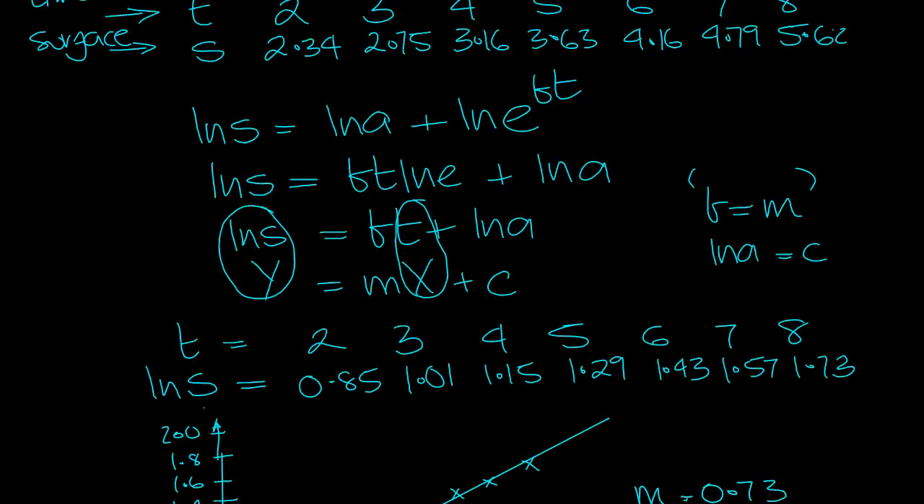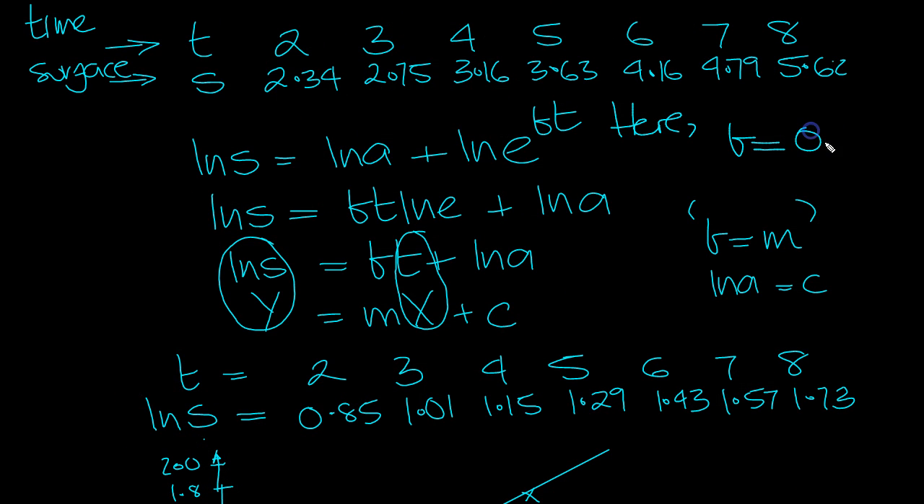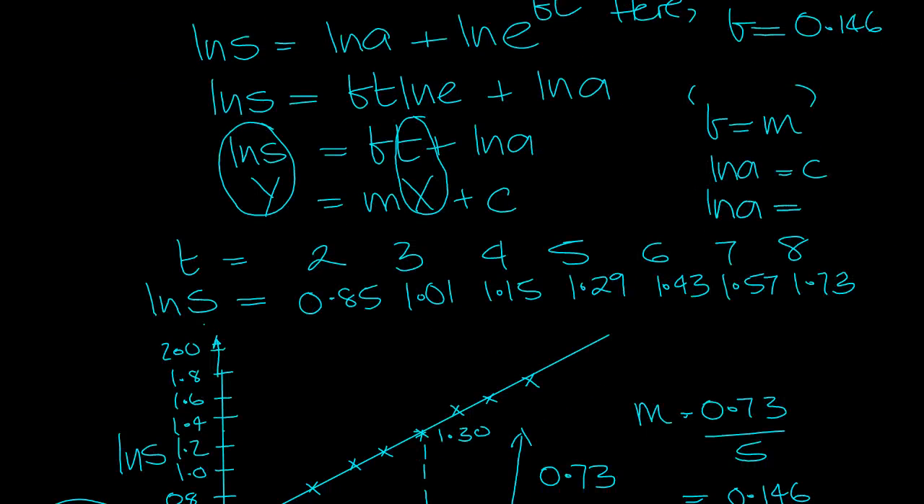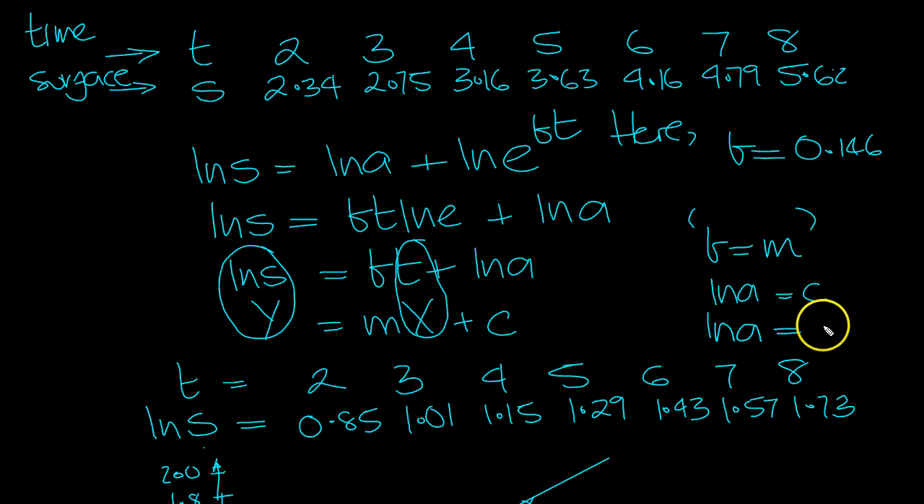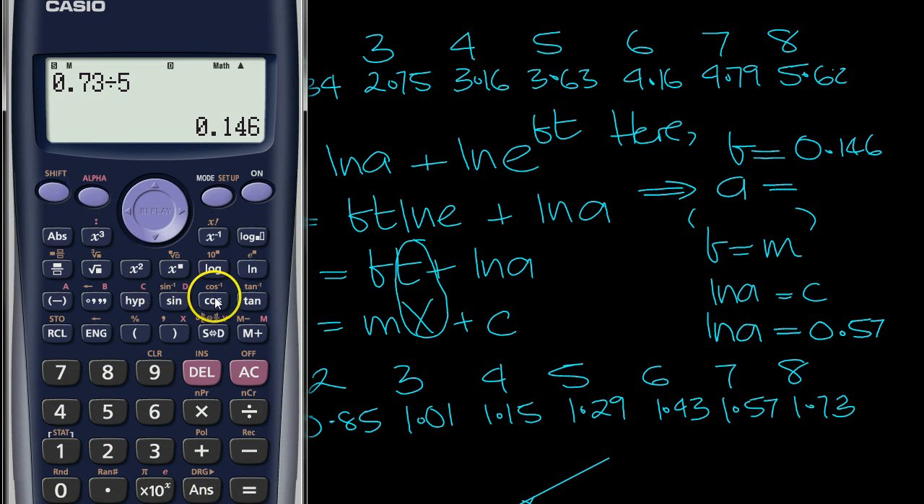So we know our gradient, we know our intercept, so we can read off the values, can't we? So here, let's just do it up here now. The intercept was b. That's the gradient rather. B is m, isn't it? So b is 0.146. And ln a, natural logarithm, is equal to the intercept c, which was 0.57. So that can tell us what a is then, can't it? So shift ln, natural logarithm, 0.57. To undo a log, 1.77.